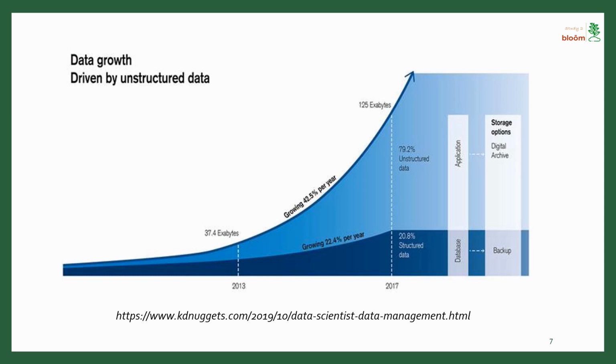This graph shows how data volumes are growing. Data growth is driven by unstructured data. The growth rate of unstructured data is very high compared to growth rate of structured data. In 2017, almost 80% of the data consisted of unstructured data.